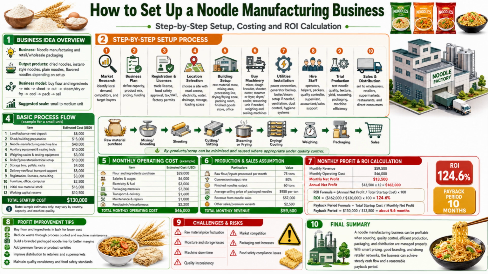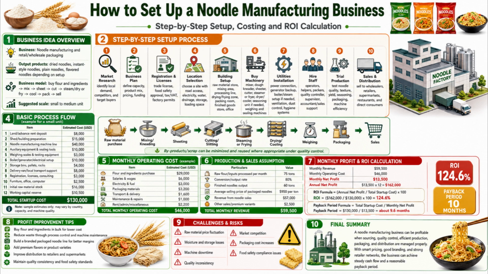After that, we calculate profit. Monthly revenue is $59,500, and monthly operating cost is $46,000. Therefore, monthly net profit is $13,500. Annual net profit will be $13,500 multiplied by 12, which equals $162,000.